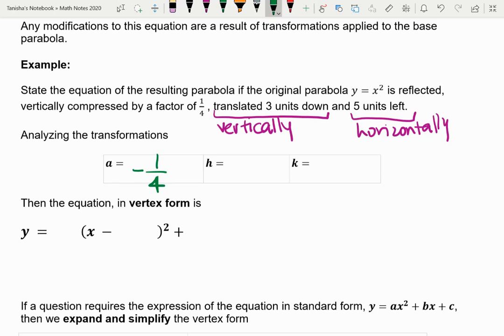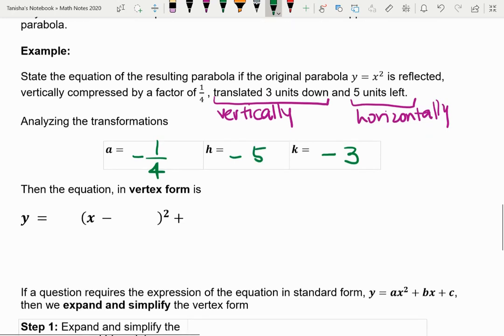Then we have a translation 3 units down. That is our vertical translation, which is our k value. So it's down, which means that our k is going to be a negative. And we have a horizontal translation 5 units left. Left means a negative h value, and it has moved 5 units, so it's going to be a negative 5.